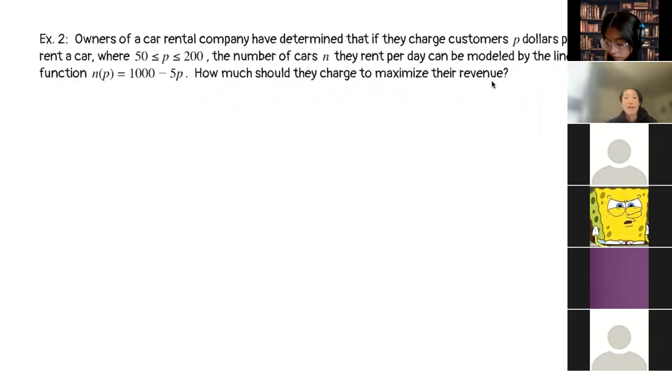So we have that the owners of a car rental company determine that if they charge customers $P per day to rent a car, where P is somewhere between 50 and 200, the number of cars N they rent per day can be modeled by the linear function N of P equals 1000 minus 5P. How much should they charge to maximize their revenue?